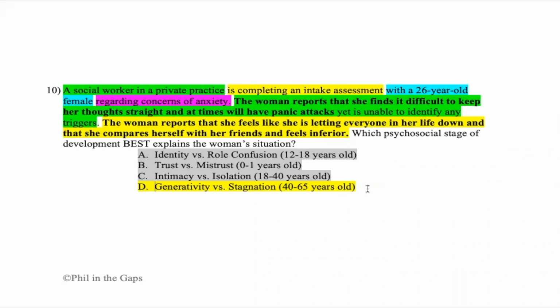The correct answer here is D, generativity versus stagnation, because she states that she's letting everyone down. So she must have a view of where she thinks that she should be. She's comparing herself to other people and saying, man, your life is better than mine. I'm inferior to you. So the correct answer here is D, generativity versus stagnation. So that's how we'd look at that question in particular.